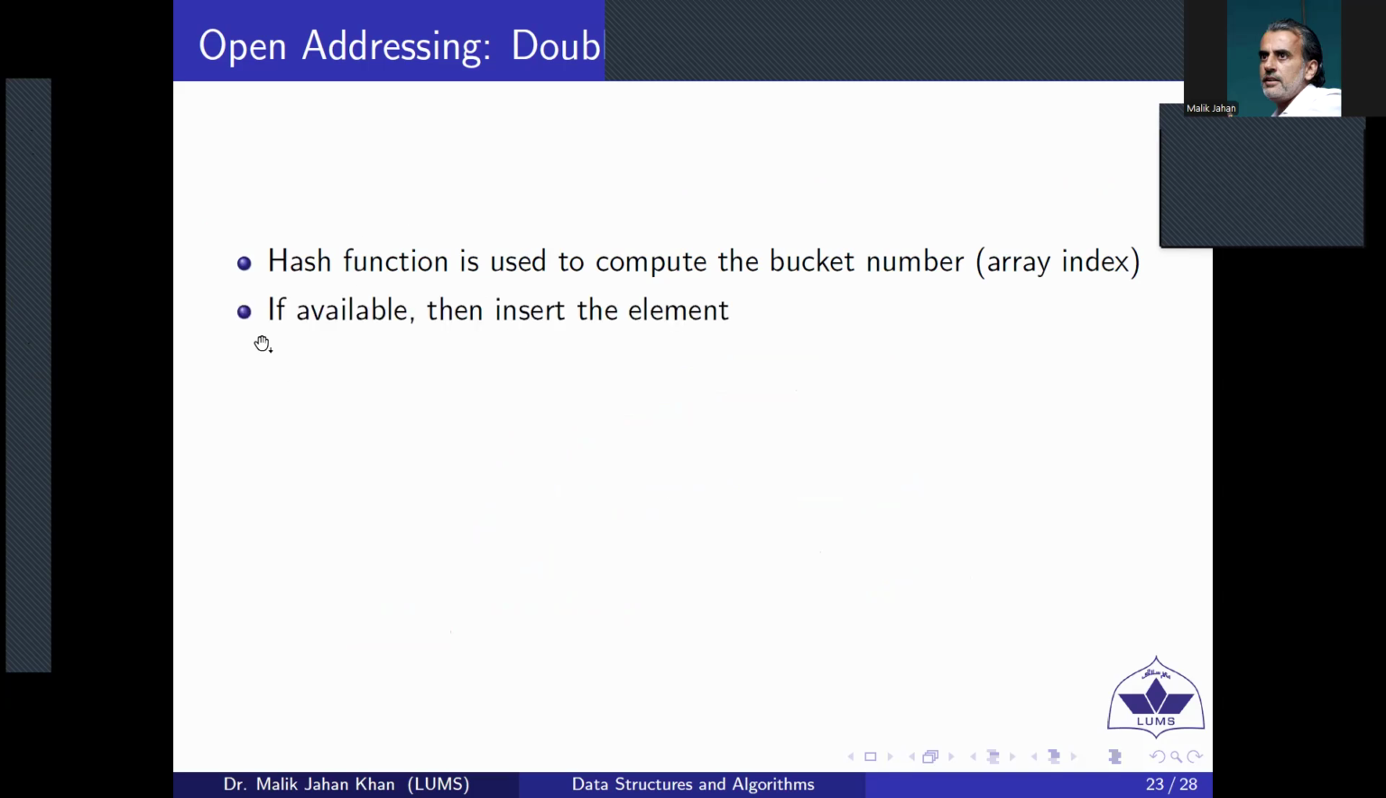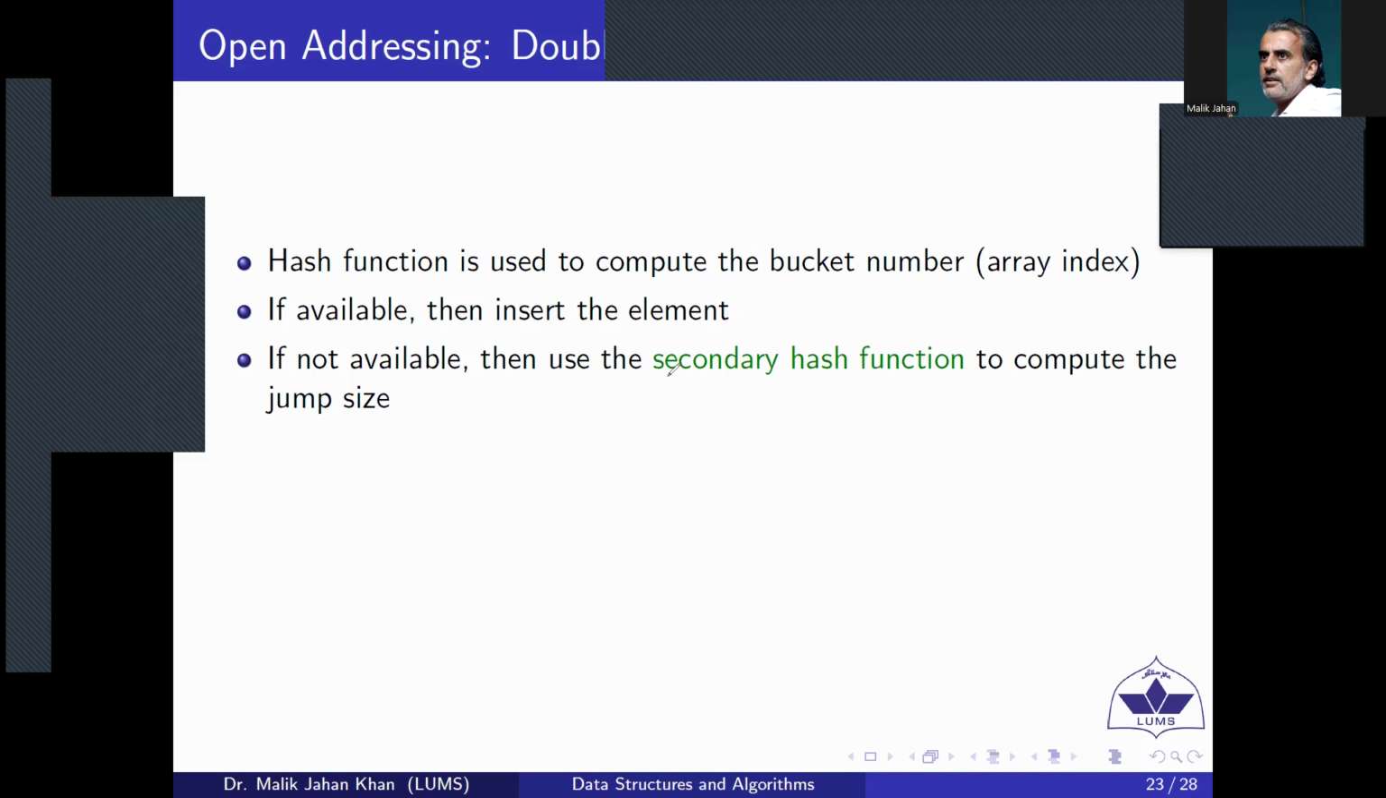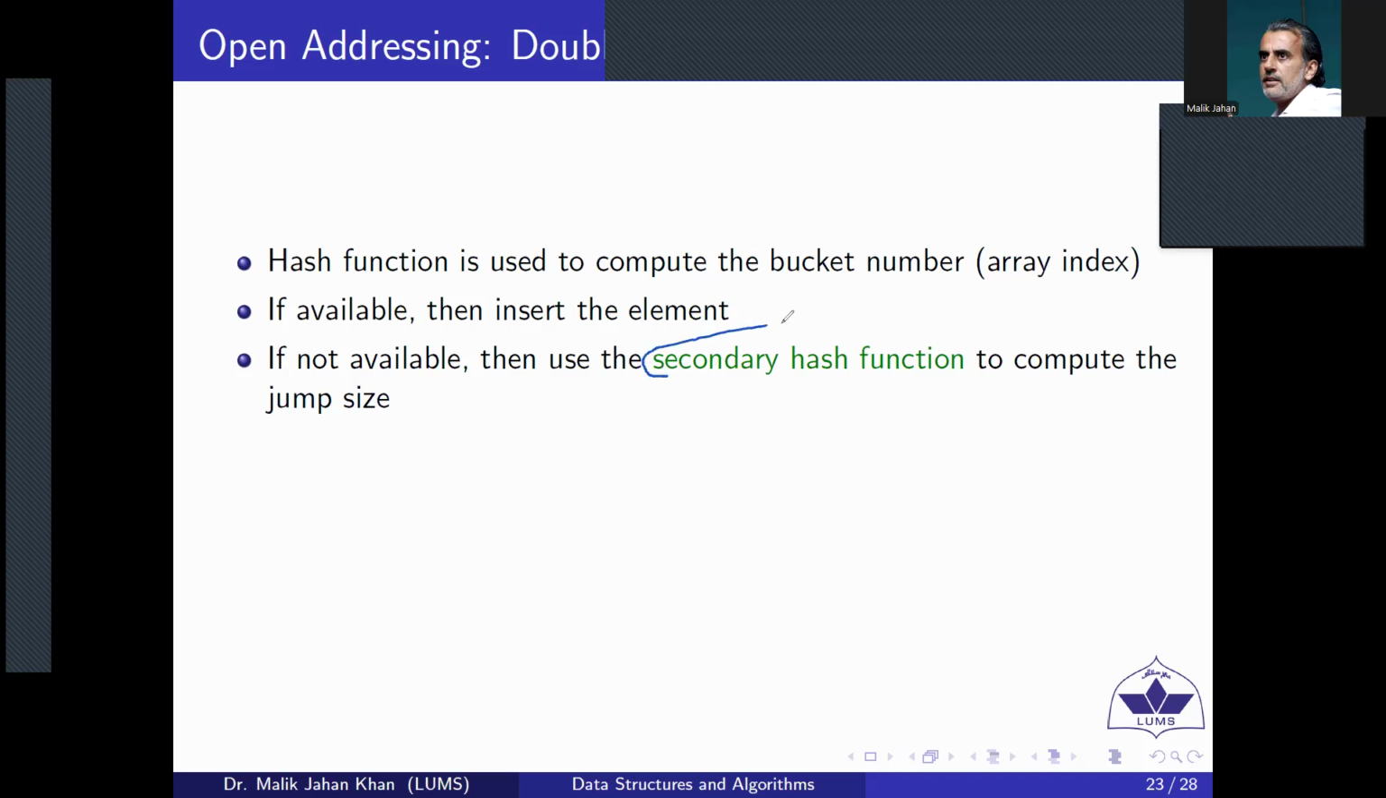If available, then insert the element. If not available, then use the secondary hash function to compute the jump size. So in linear probing and quadratic probing, we have been using this kind of thing to compute the jump size, but that thing was either linear or quadratic.